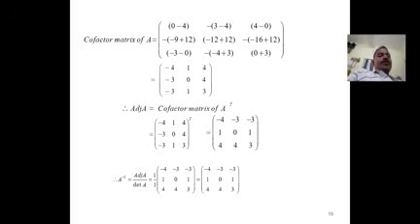If you observe this problem, the given matrix is minus 4, minus 3, minus 3; 1, 0, 1; 4, 4, 3. This matrix is self adjoint and self inverse. Rarely do problems have a self inverse and self adjoint matrix. Basically the identity matrix is self adjoint and self inverse, but this one is also one of those rare problems which have this property.